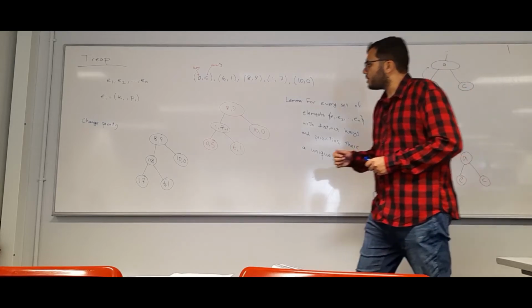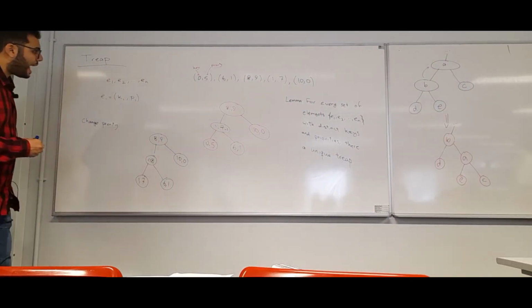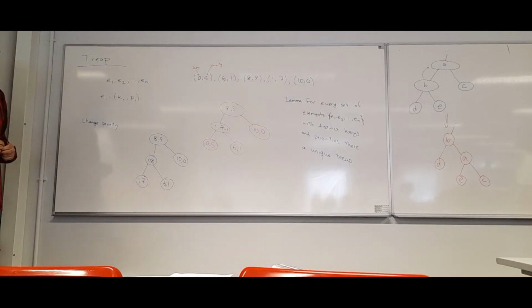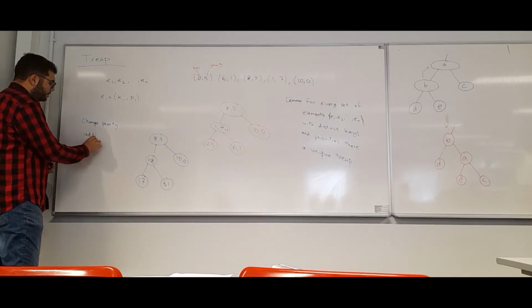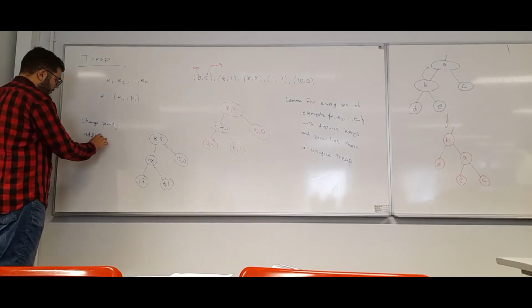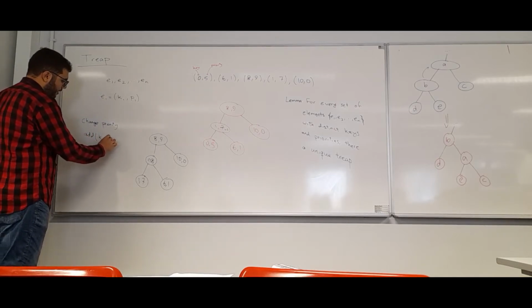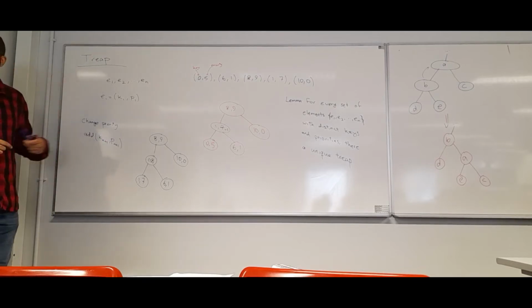Okay, so now that I know how to change priorities, how could I add a new element? So if I give you some, let's say, n plus first element, so I give you the key, and I also give you the priority. How would you add it to your tree?